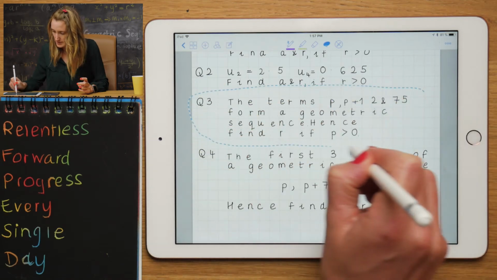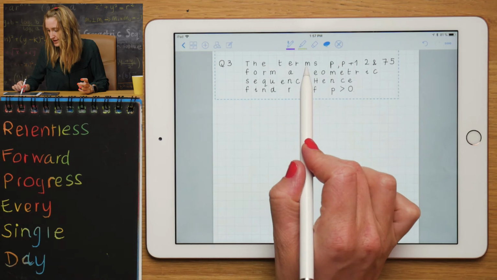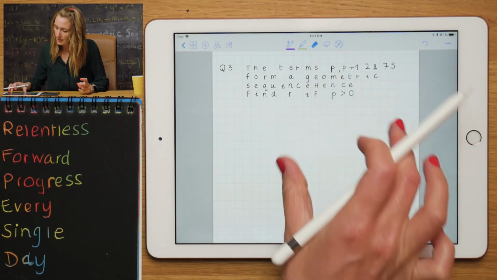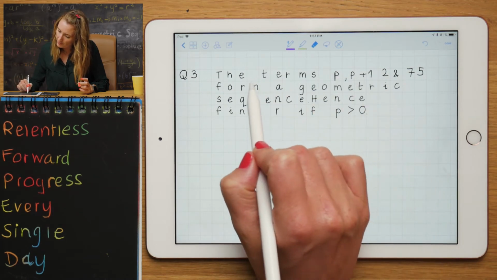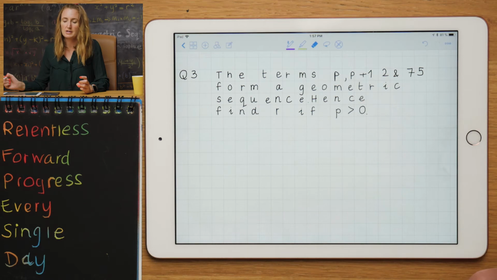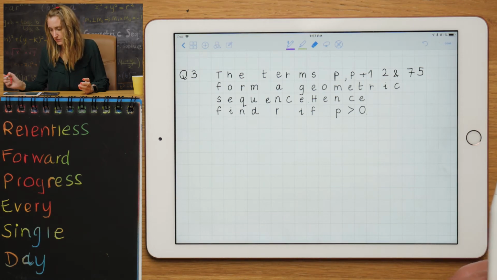Now, this is a frequent exam question. It's an Edexcel favorite, shall we say. The terms p, p plus 12, and 75 form a geometric sequence. Hence, find r if p is bigger than 0.